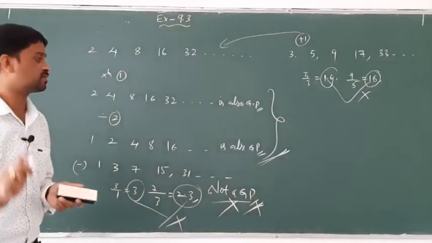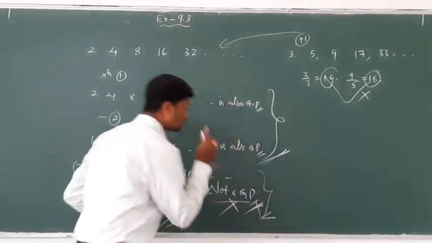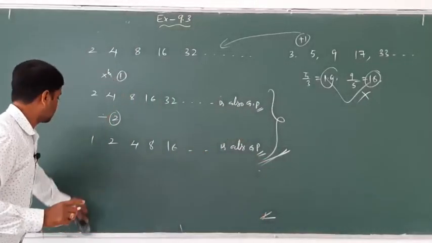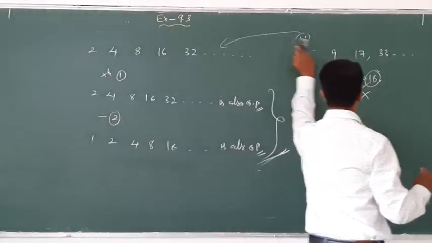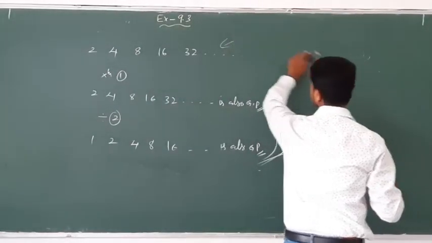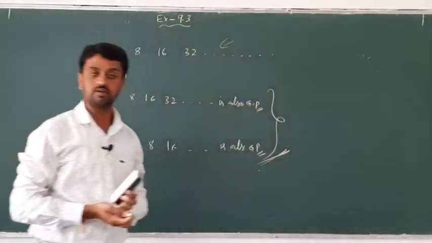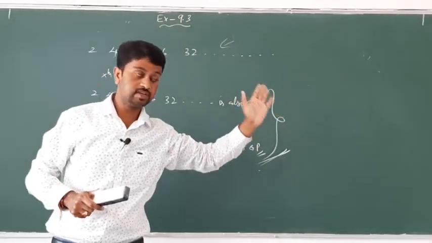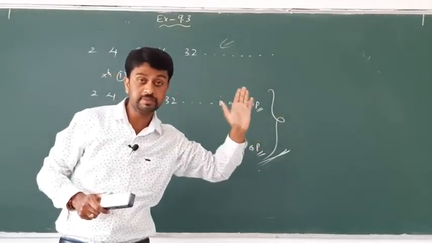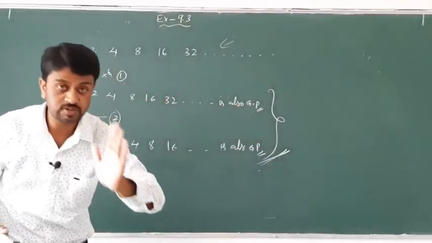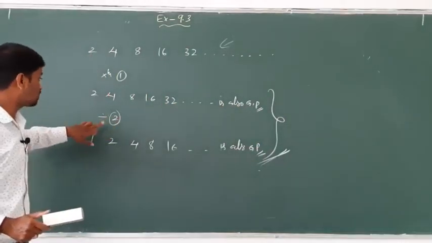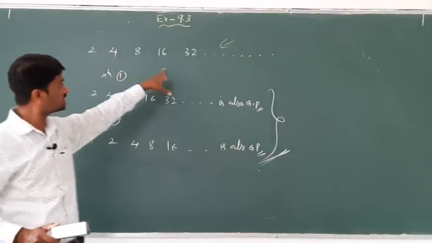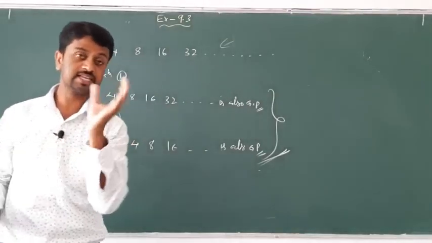Be careful, this is a very important concept. Multiplication and division are only applicable in geometric progression. If some constant k is multiplied by each term of any GP, then the resultant sequence is also a GP. If each term of a GP is divided by some constant k, then the resultant sequence will also be a GP.